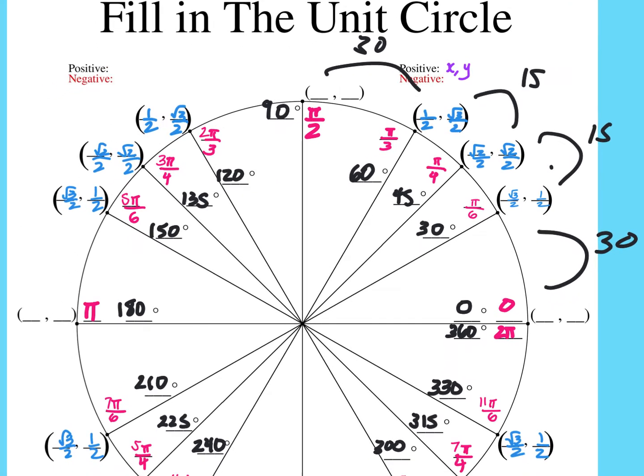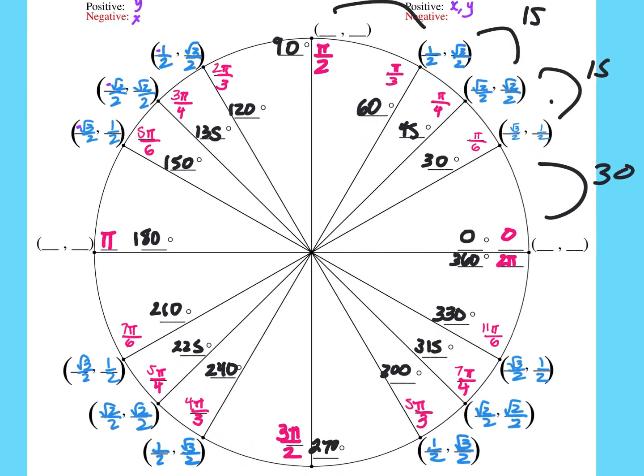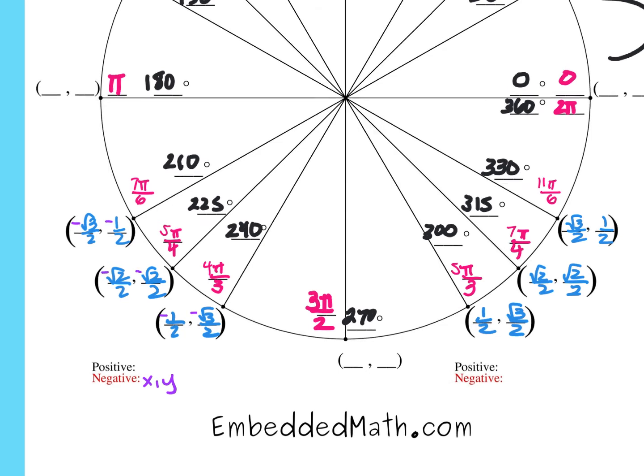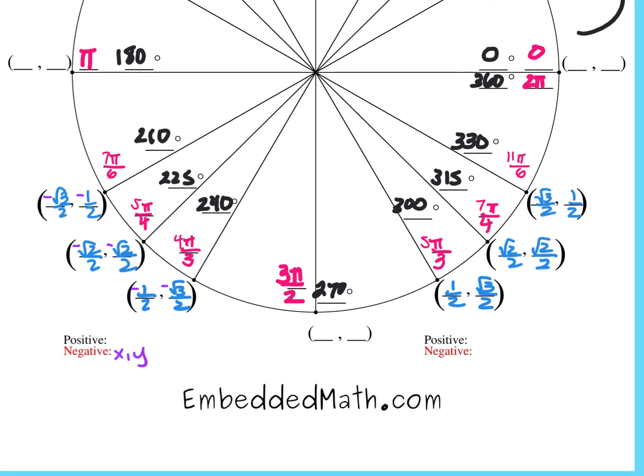In the second quadrant, what's true about your x's and your y's? Good. X would be negative, y would be positive. So all my x values I have to change to be negative. What happens in the third quadrant? They're both negative. So negative, negative, and so on. And in the fourth quadrant? Y is negative. Good. So x is positive and y is negative.